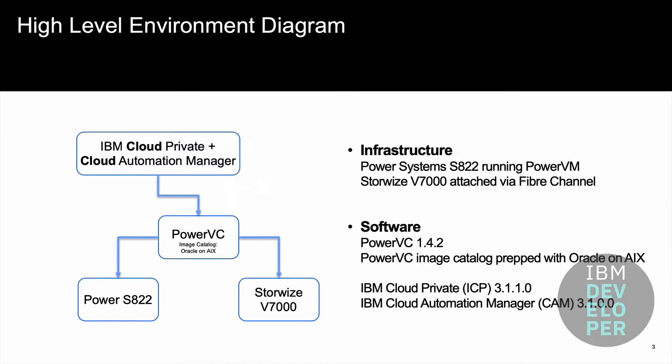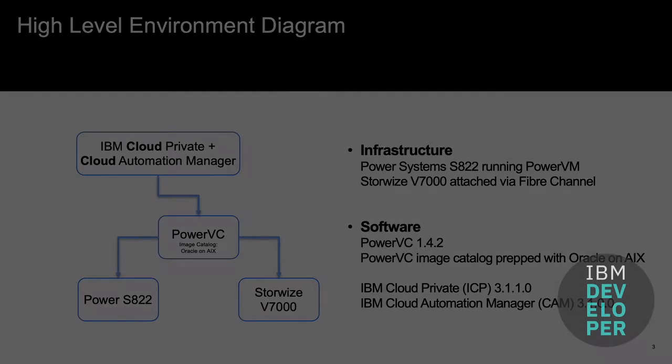As a little bit of background on what the environment looks like, we've set it up with IBM Cloud Private, running version 3.1.1, and Cloud Automation Manager 3.1.0. Those are configured to talk to PowerVC 1.4.2. That's just a standard PowerVC installation. I've also prepped that with an Oracle image that's going to be running on top of AIX 7.2. And from an infrastructure perspective, we've got a couple of Power S822s running PowerVM, backed by Storwize V7000 Fibre Channel storage. So with that, let's switch over to Cloud Automation Manager and create our Oracle service.